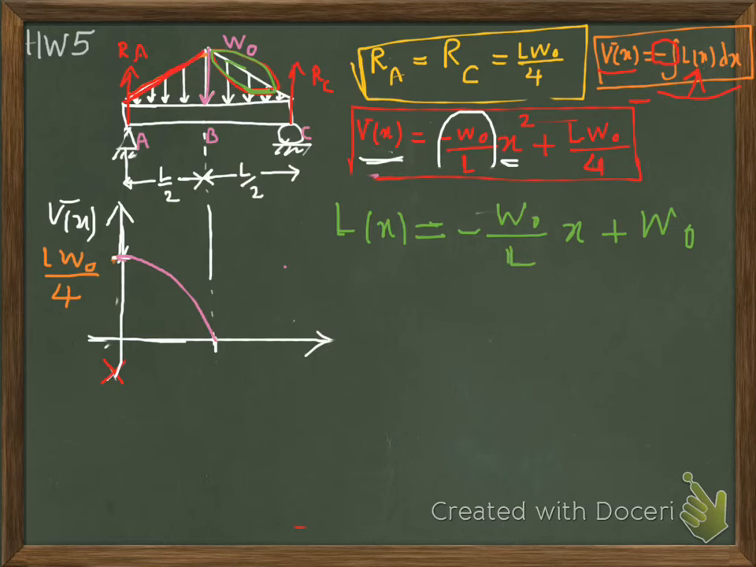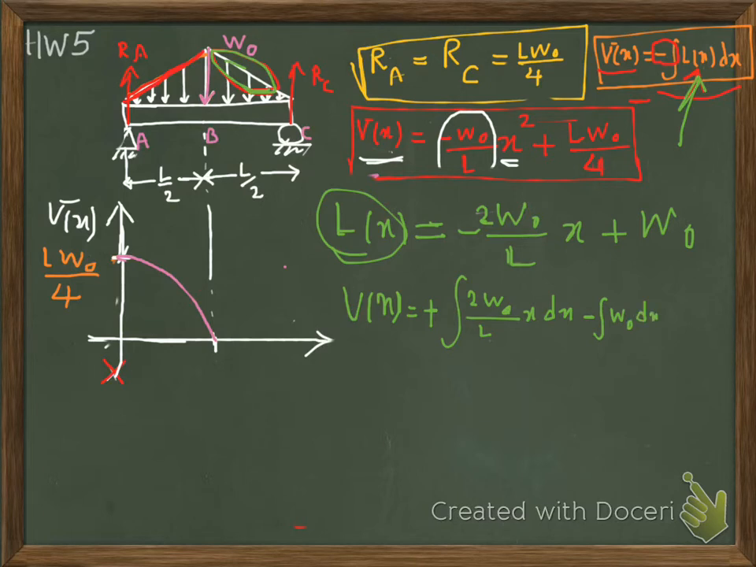Alright, essentially I bring the 2 up. Now I put this function back into this, integrated, in order to find my Vx. Okay, so it turns out Vx, and not missing the negative, it will be 2w, well, don't forget it has 2 negatives, so negative, negative, positive 2w naught over L x dx, and the next one, that's a plus, so it becomes minus integral w naught dx.